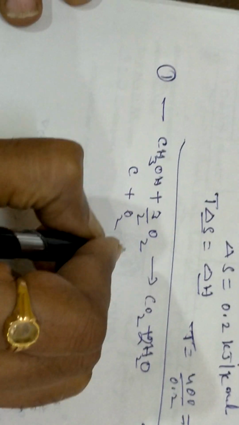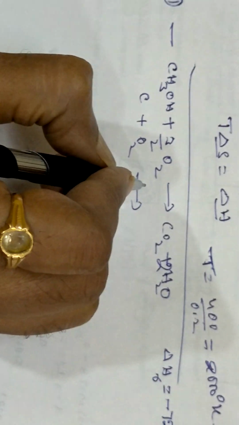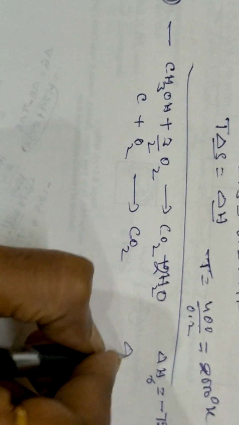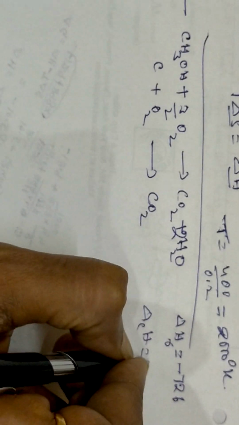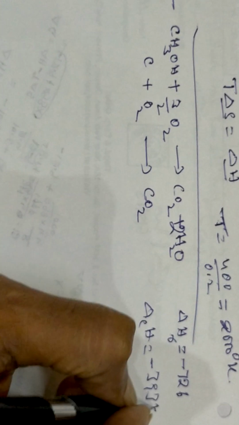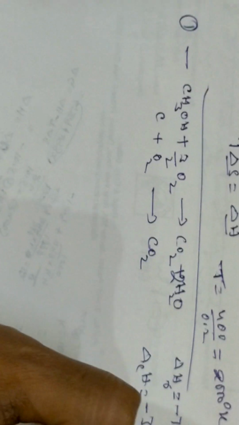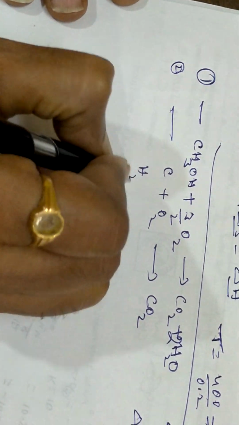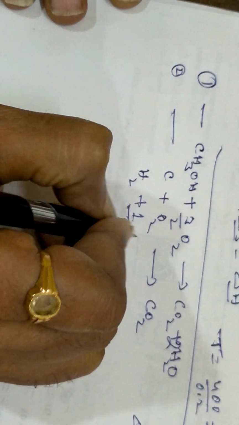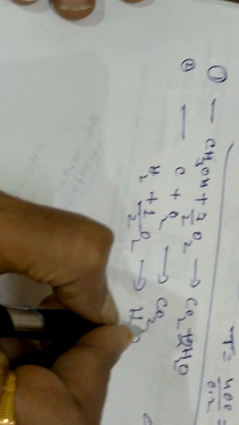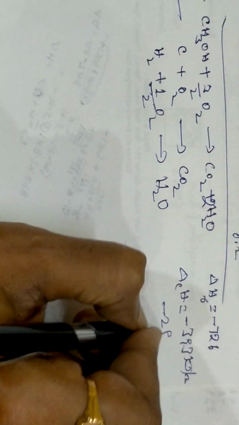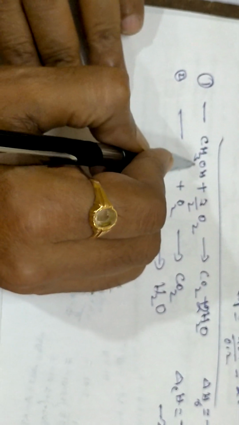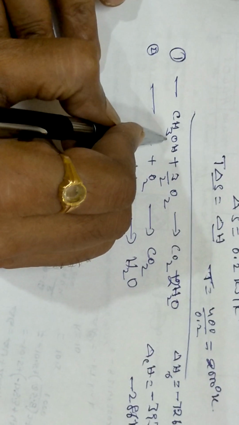Carbon plus oxygen, heat of combustion, gives CO2, and delta H equals minus 393, all in kilojoules, not kilojoules per mole. This is number 2. The third one given is hydrogen plus oxygen, that is water formation. Formation of water is minus 286 kilojoules. These three are given. What is asked is the formation of methyl alcohol. How much is the enthalpy of formation?